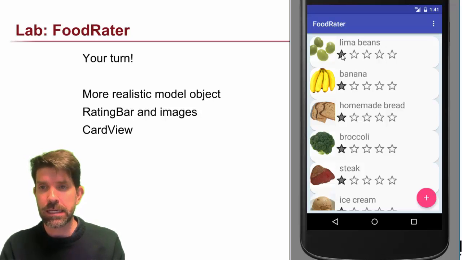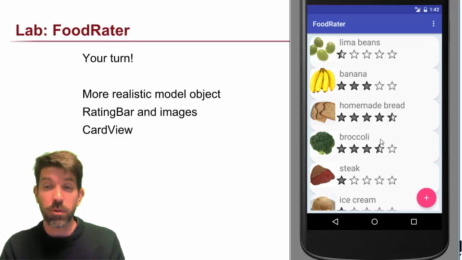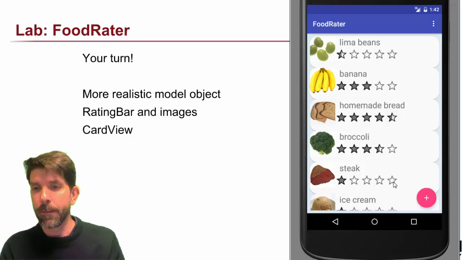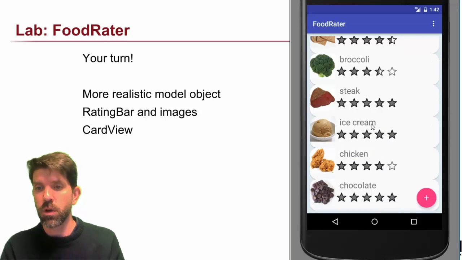So lima beans, yeah, 1 star. Can we give it 0 stars? I don't know. I guess a half star is maybe as bad as we can get it. Yeah, they're not that bad, but you get the idea. Bananas, yeah, they're okay. I like bananas. They're good. Homemade bread, I love. So let's give it 4.5 stars here. Broccoli, yeah, I like broccoli. So maybe 3.5, maybe not quite as much as homemade bread. Steak is delicious. Ice cream is delicious. Chicken's okay. Chocolate's delicious. Wow, my goodness.